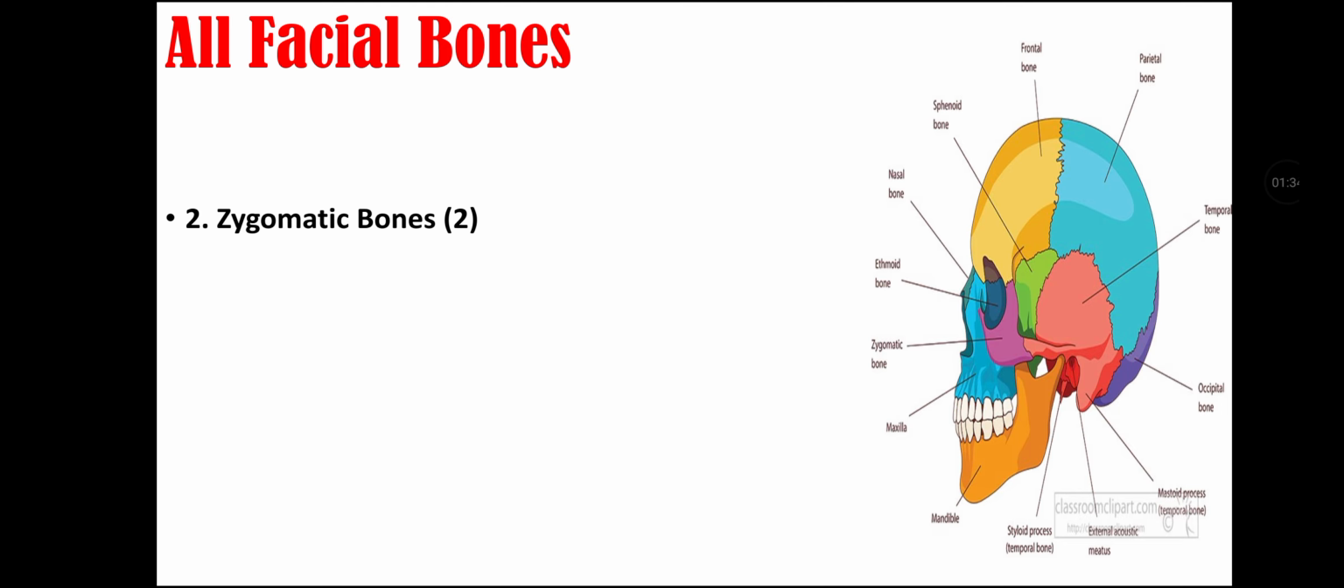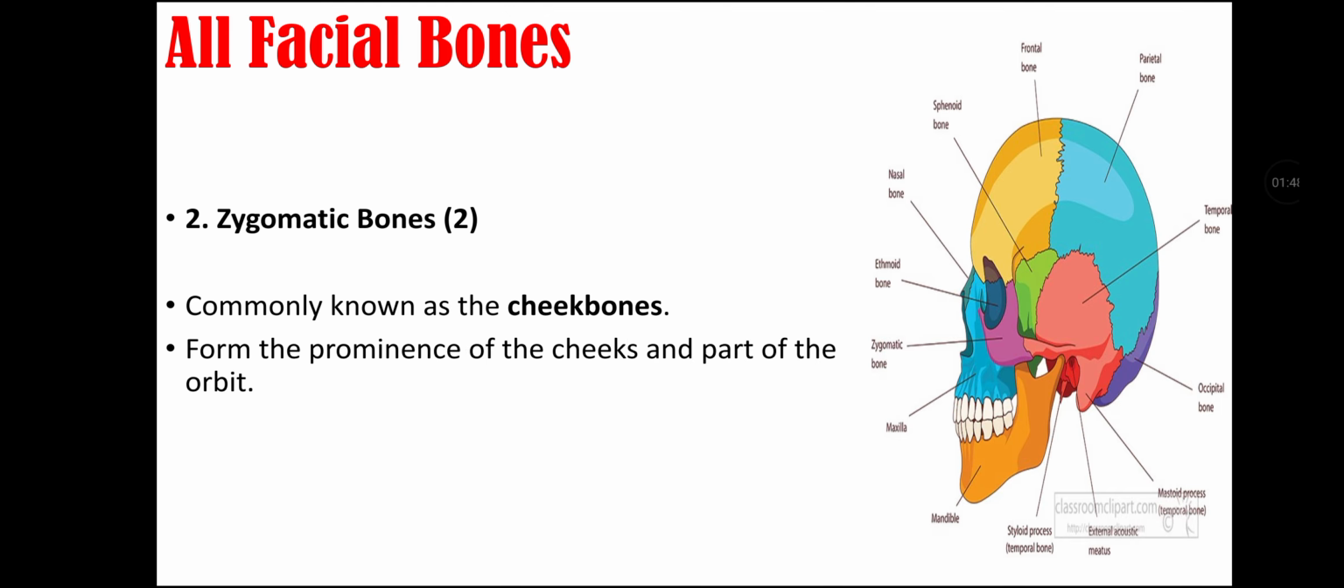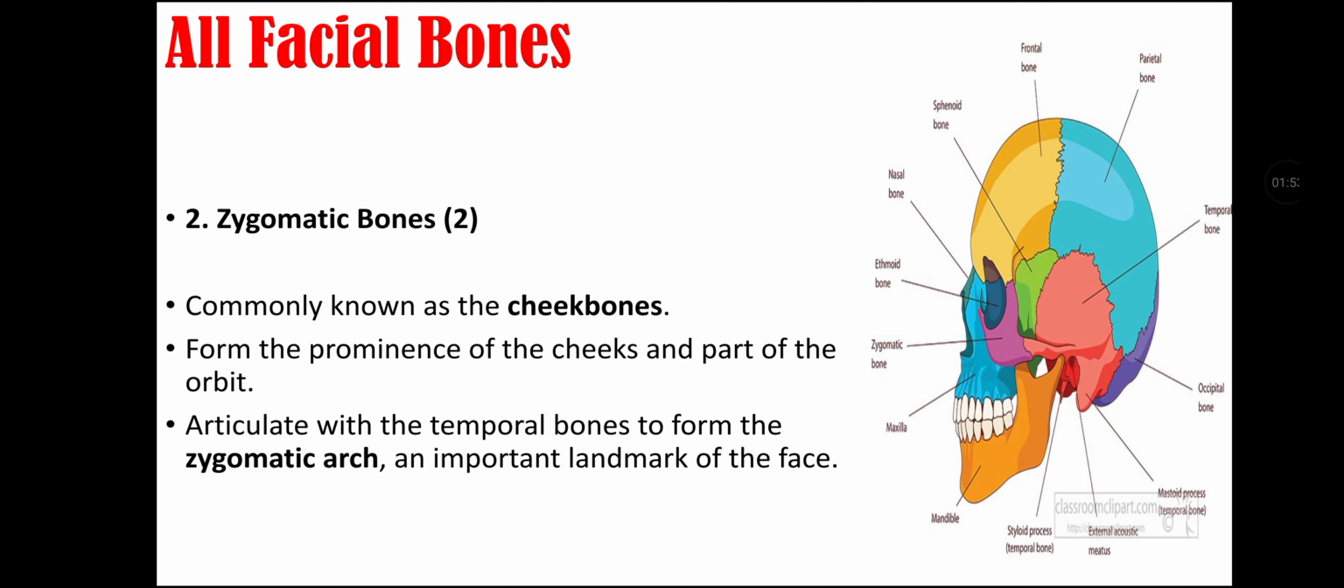As you can see in the diagram, the purple color bone just beside the maxillary bone is the zygomatic bone. It is also a paired bone, that means there are two zygomatic bones in every skull. They are commonly known as cheek bones. As you can see from their location, they form the prominence of the cheek and part of the orbit. They articulate with the temporal bone to form the zygomatic arch, that is an important landmark of the face.